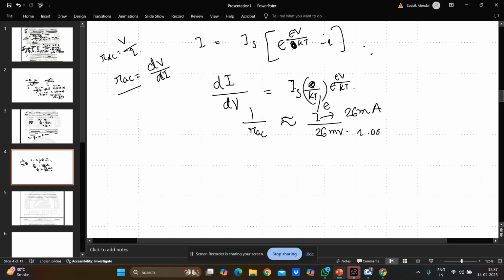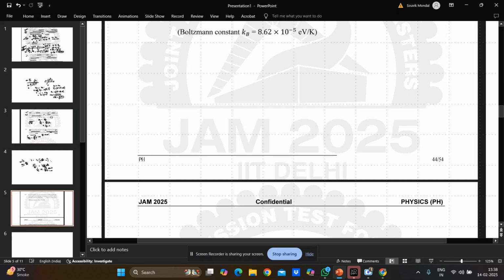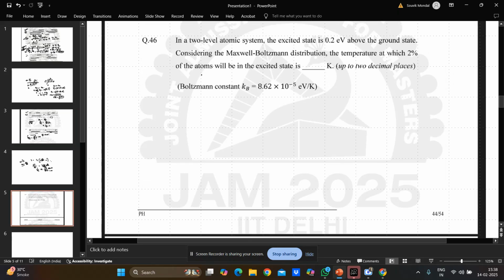And if you take this thing into account, I guess there will be some factor of 1 point something something. That's why they are asking for up to two decimal places. Okay, otherwise there is no need. This is the direct formula. Okay, so again, this is 45. Now let's go to the next question, 46.